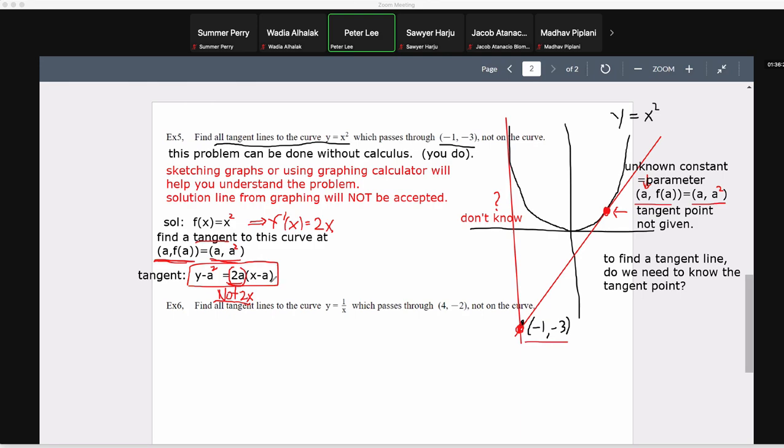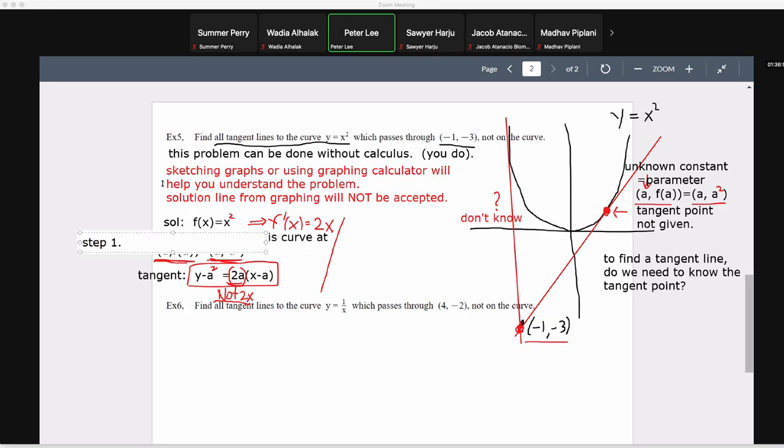But 2a. And then it passes through the point (a, a squared). So we get this. Now this is a line equation for the tangent line to the curve at the point (a, a squared). The first step is now done. And now, let's go to the second step. So let me write this as step 1.